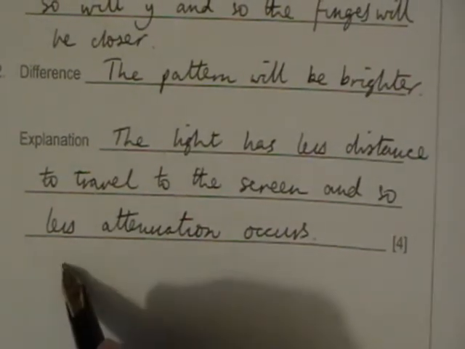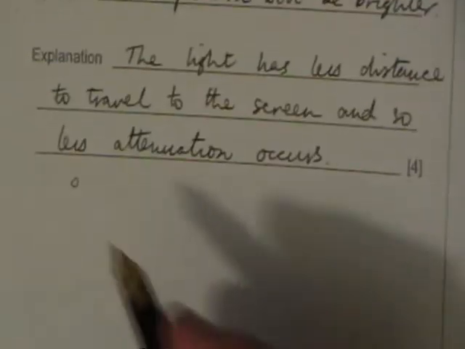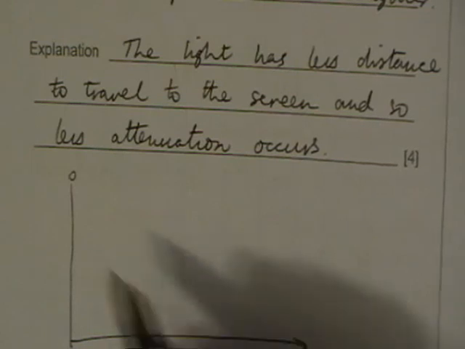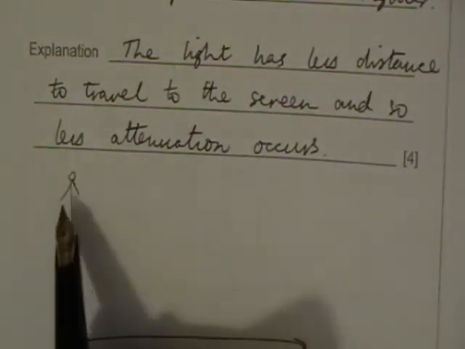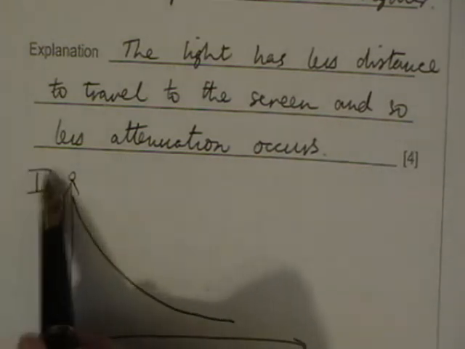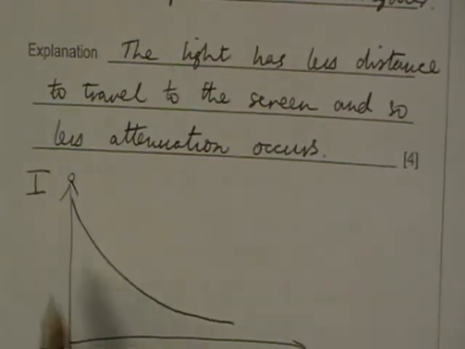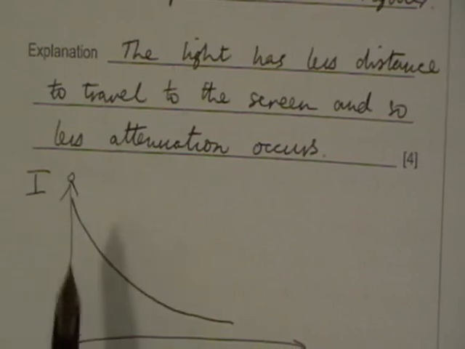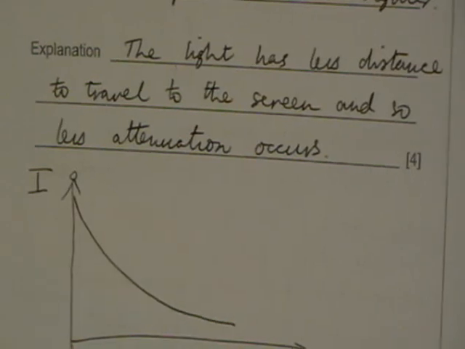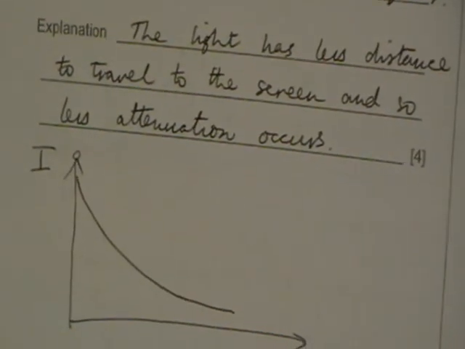Attenuation is just whenever you move away from the source, the intensity of the light drops. So that would be intensity against distance from the source, and so it drops. So that attenuation is going to be less if you're close in: much less intense out here, much greater intensity up here, and so the brightness would be better.